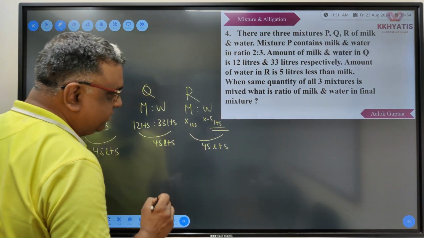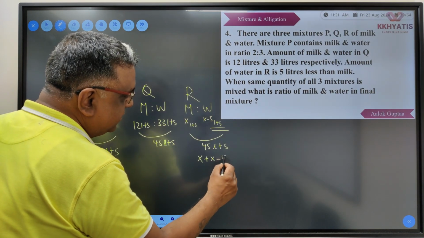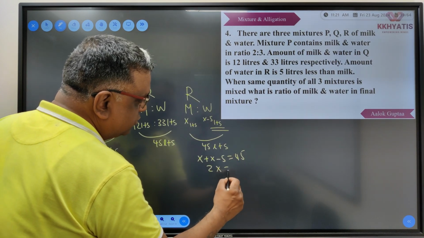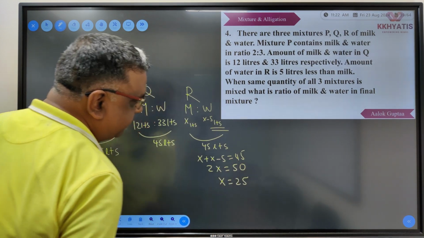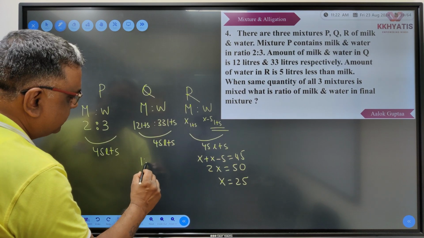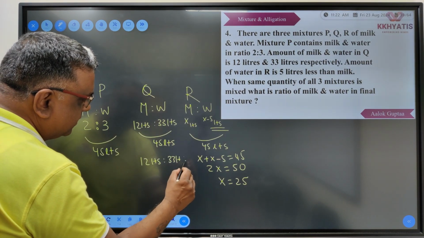If this is 45, then I can actually add x plus x minus 5, that should be 45, which means 2x should be 50, which means x should be 25. If x is 25, then in this there are 12 liters and in this 33 liters.